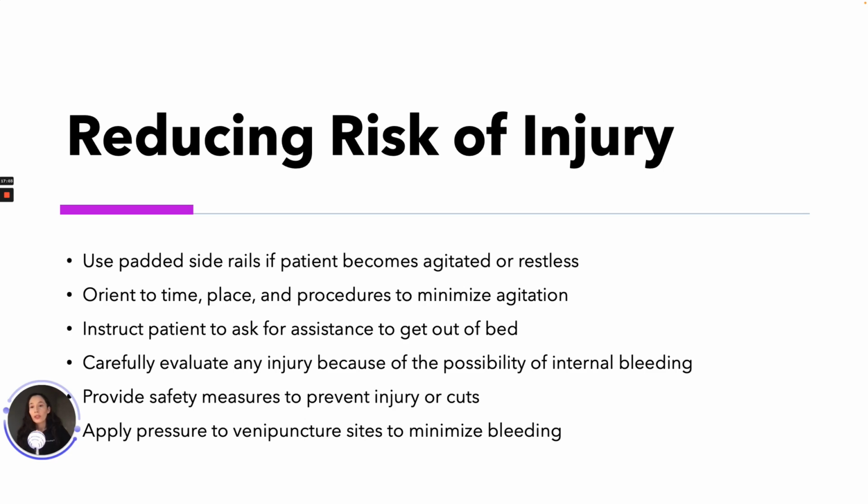We also want to reduce the risk of injury, so we will use padded side rails if the patient becomes agitated and restless. We'll orient to time, place, and procedure to minimize agitation. We'll instruct patients to ask for assistance to get out of bed. We'll carefully evaluate any injury because of the possibility of internal bleeding. We'll provide safe measures to prevent injury or cuts, and we'll apply pressure to venipuncture sites to minimize bleeding.